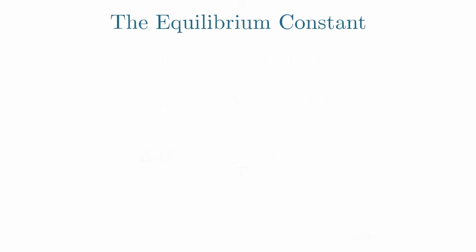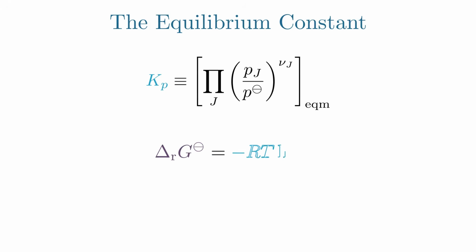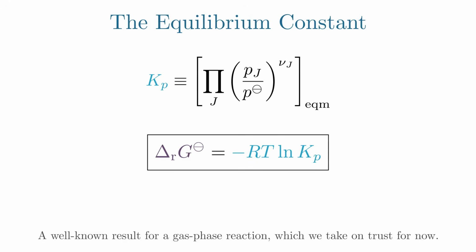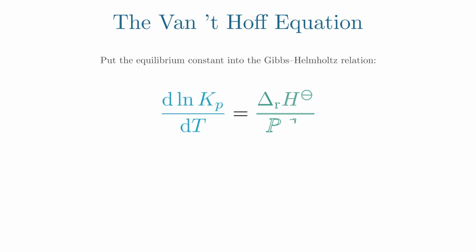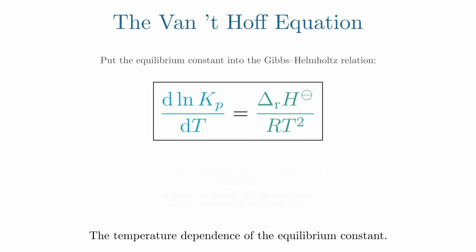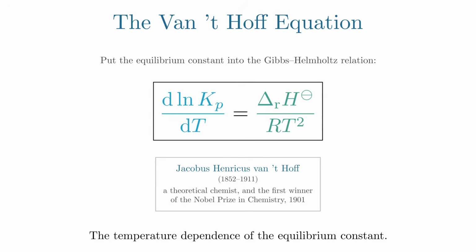We now define the equilibrium constant Kp as the product over J of (p_J over p standard) to the power of nu_J at equilibrium. And for a gas phase chemical reaction, there's a well-known relation between the standard Gibbs free energy of the reaction and the equilibrium constant, which is delta_R G standard equals minus RT log Kp. Substituting this into the Gibbs-Helmholtz relation yields d log Kp over dT equals delta_R H standard over RT squared, which is known as the van't Hoff equation and gives us the equilibrium constant's temperature dependence.